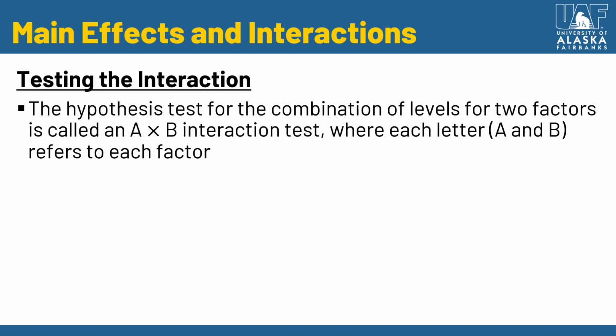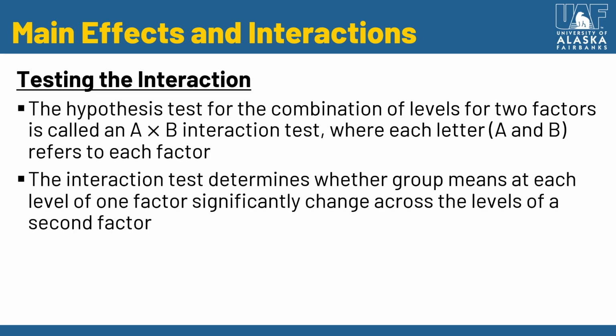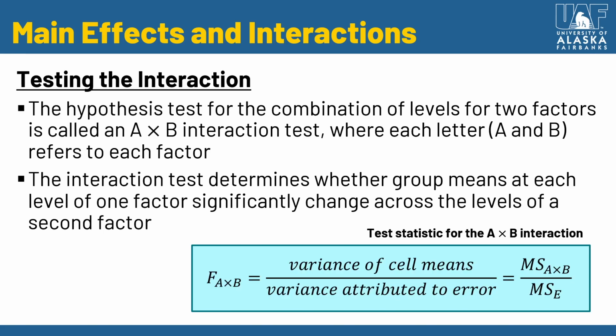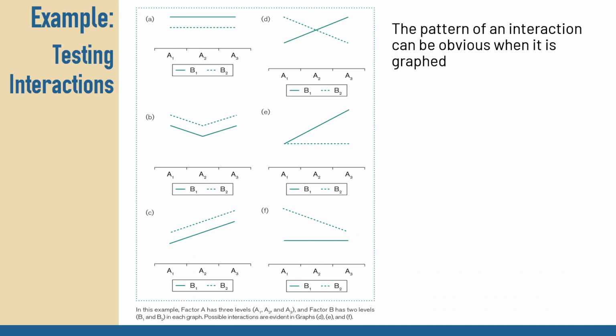And again, here each letter refers to a factor. Oh boy, this is kind of wordy. This is one of those things that helps with graphs, which I'll show you on the next slide. So basically, an interaction is telling us if levels of one factor significantly change across levels of a second factor. And so, like I said, the best way to interpret this is to graph it out.